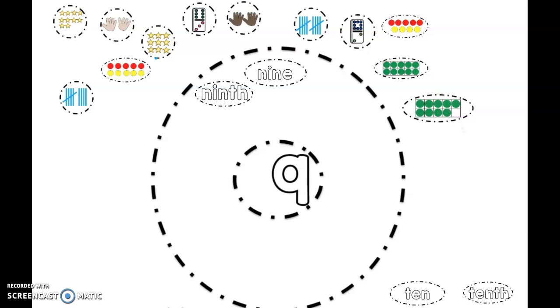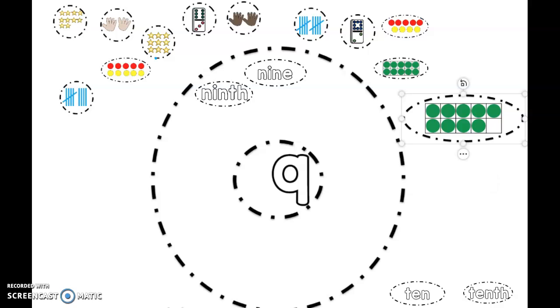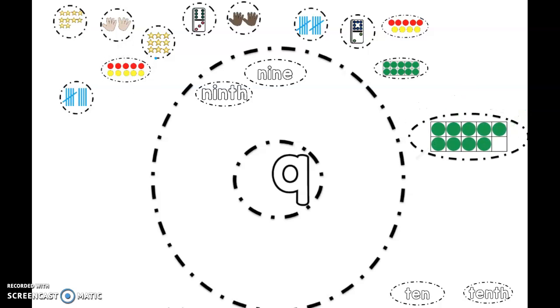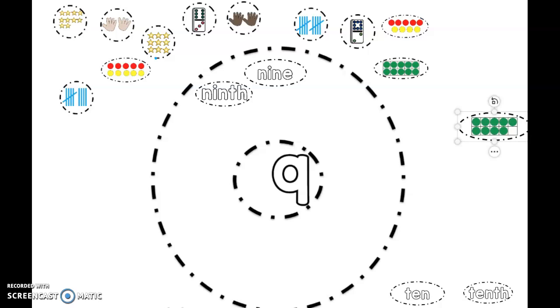All right, let's start with our 10 frame right here. All right, remember, if it's a 10 frame, that means there's 10 squares, and if I had all 10 filled in, I would have 10. All right, so if I added one, I would have 10, but I don't. So what is one less than 10? Meaning, what comes before 10? It's 9.